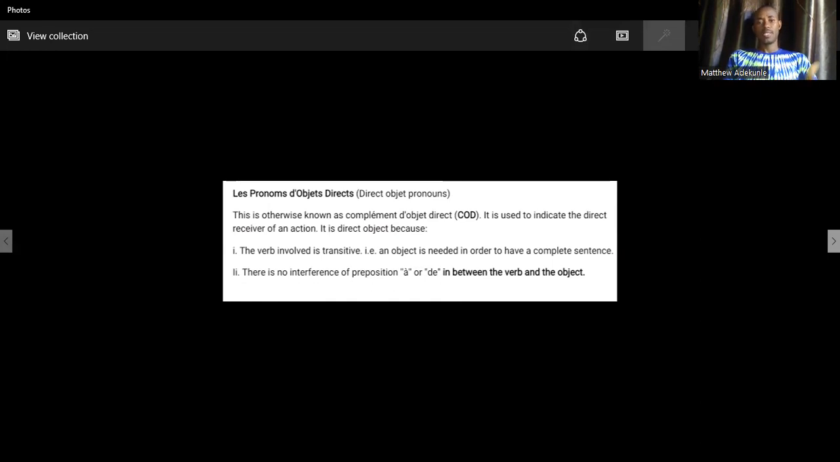So, I noted on the screen there that it is direct object because, one, the verb involved is transitive. Now, when we say transitive, what are transitive verbs? Those are verbs that take an object in order for them to make complete sense. For example, the verb to die. The man died is not a transitive verb because it does not require any object for the statement to make sense. The man died, yes.